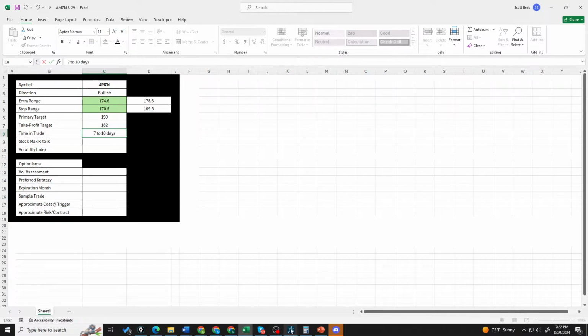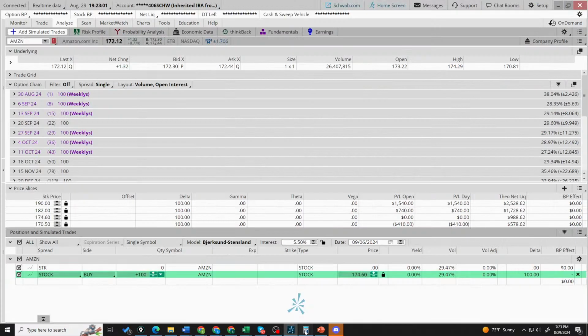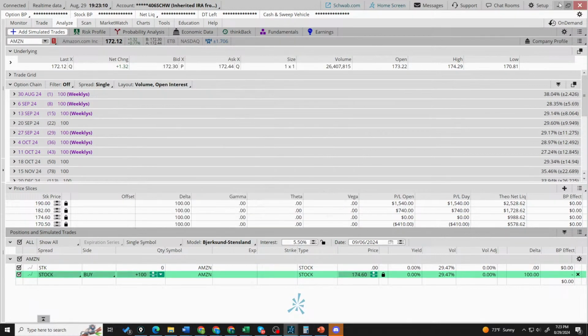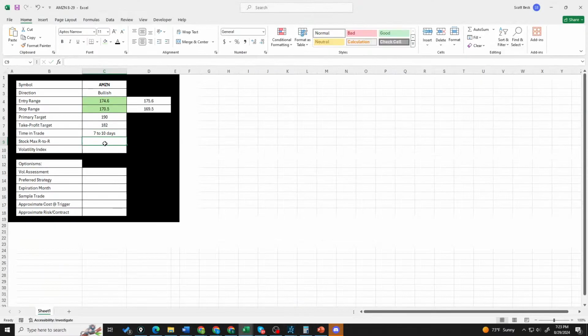What is our reward to risk ratio? Well, I have $1,540 on my gain and 410 risk, 3.75 to 1. We're happy with that, right?